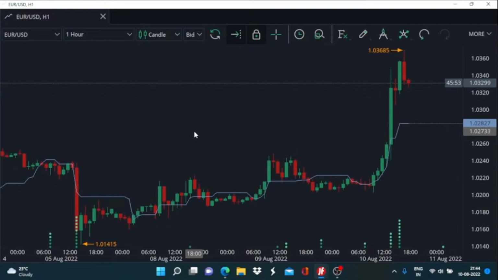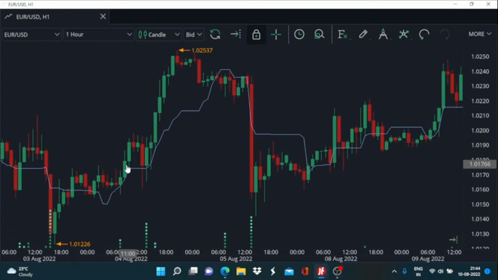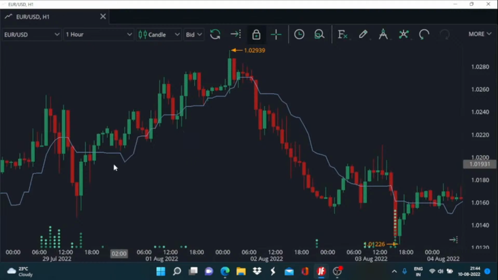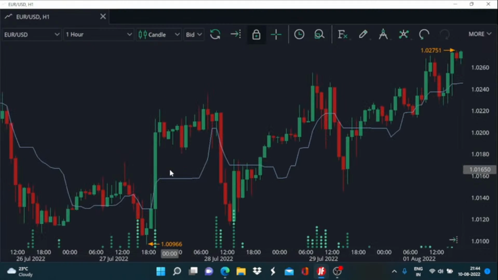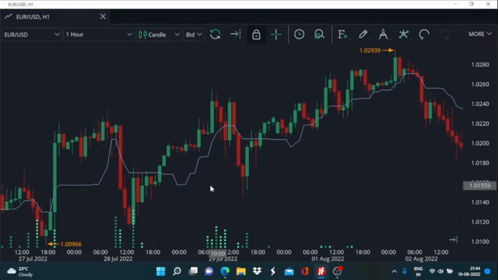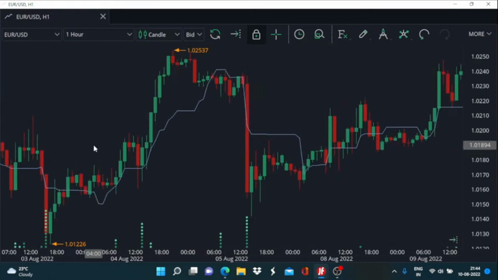So this indicator helps us in a volatile market to figure out the trend, and with that we can make informed trading decisions whether to go long or whether to go for short sales or simply to sit on the sidelines.